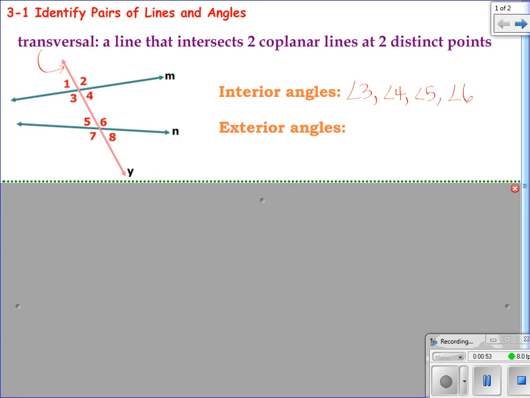Why did you pick those? Because they're on the inside of the two lines. Yes, they're on the inside of the two lines. What about the exterior? What does that leave? 1, 2, 7, 8. So we're going to be using that idea down below when we're learning our new vocab words.